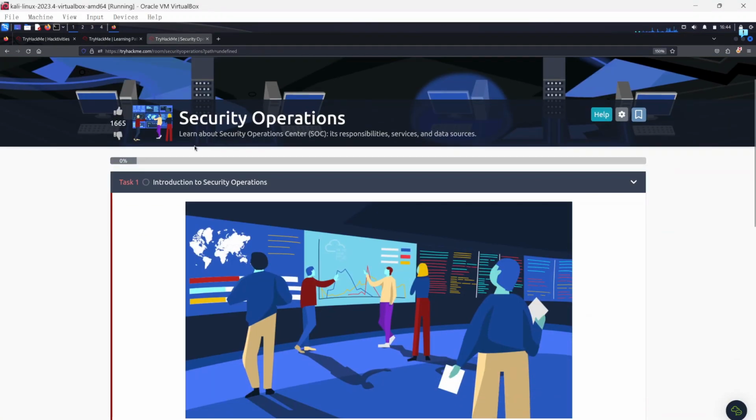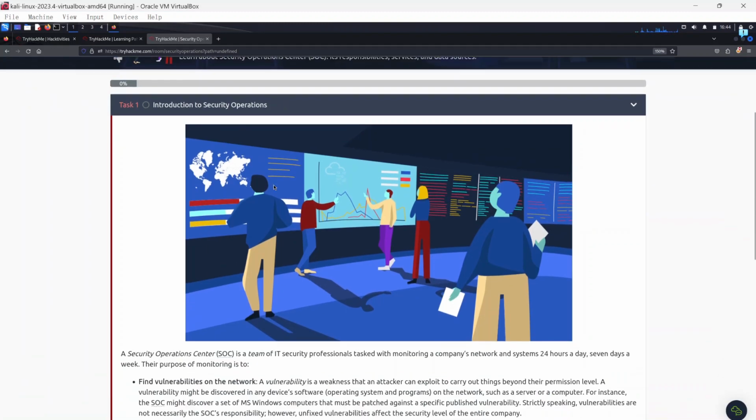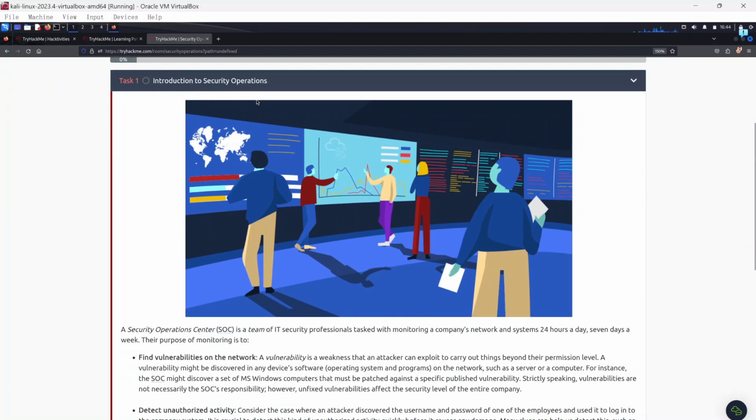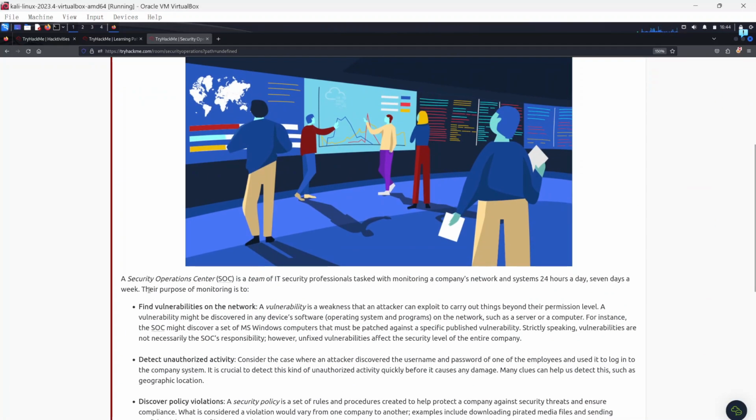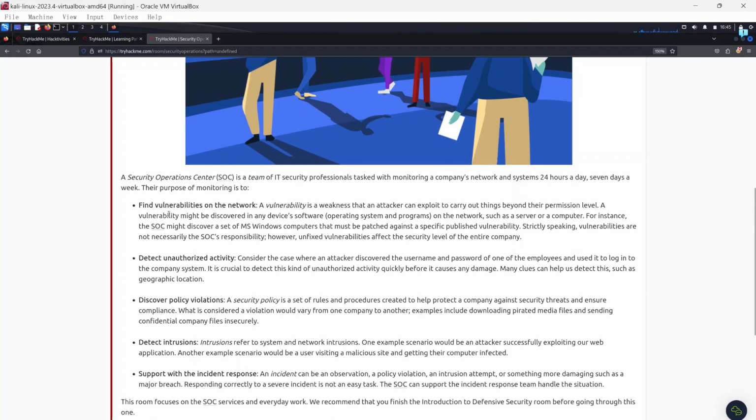Security operations. Learn about the Security Operations Center (SOC), its responsibilities, services, and data sources. Task 1, an introduction to security operations. Now, a Security Operations Center (SOC) is a team of IT security professionals tasked with monitoring a company's network and system 24 hours a day, 7 days a week. Their purpose of monitoring is to, 1, find vulnerabilities on the network.